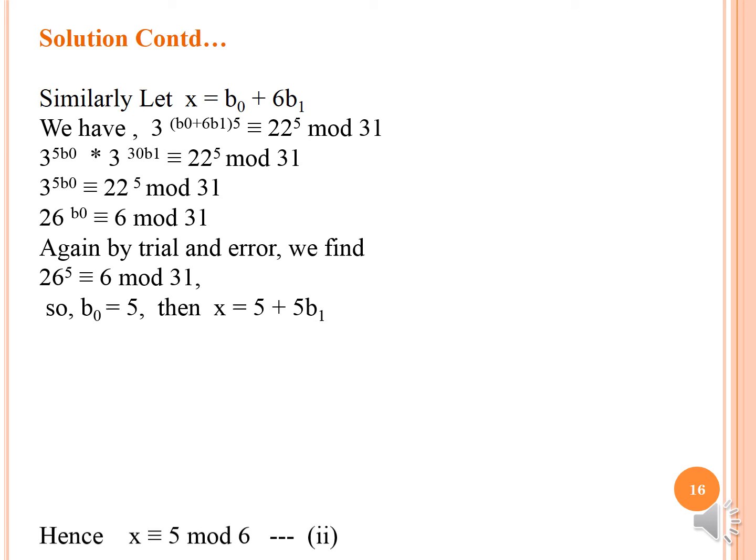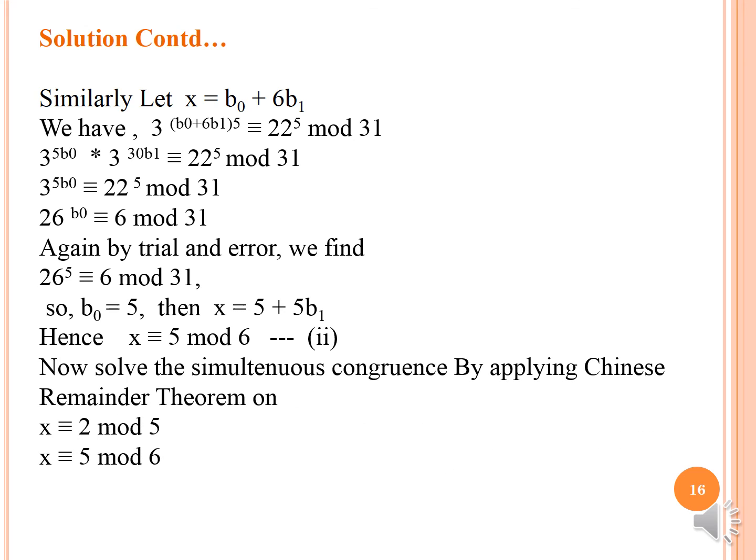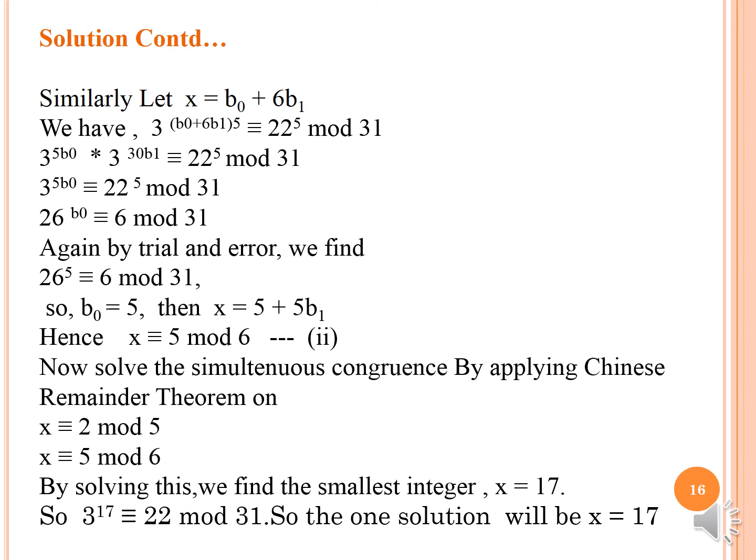So b0 will be 5, and we will find another congruent solution: x is congruent to 5 mod 6. So we have two congruent solutions to solve, so we are applying the Chinese remainder theorem. After applying the Chinese remainder theorem, we will get the smallest integer x equal to 17. That will satisfy both equations, and we put the value of 17 into the given problem. So one solution will be x equal to 17.